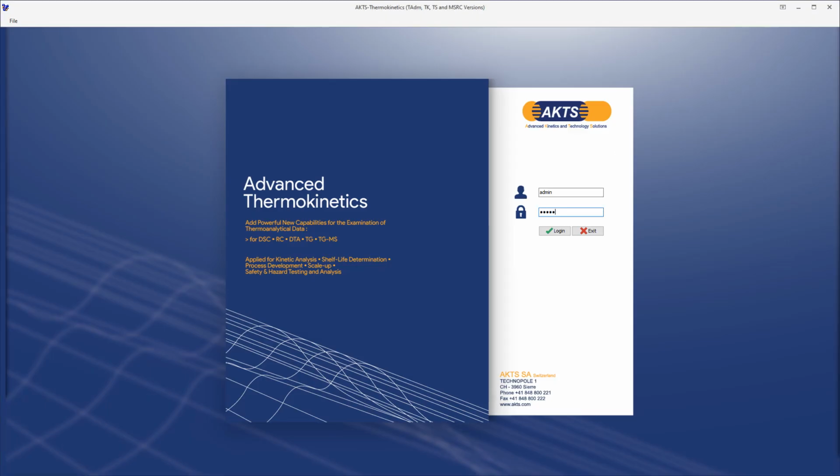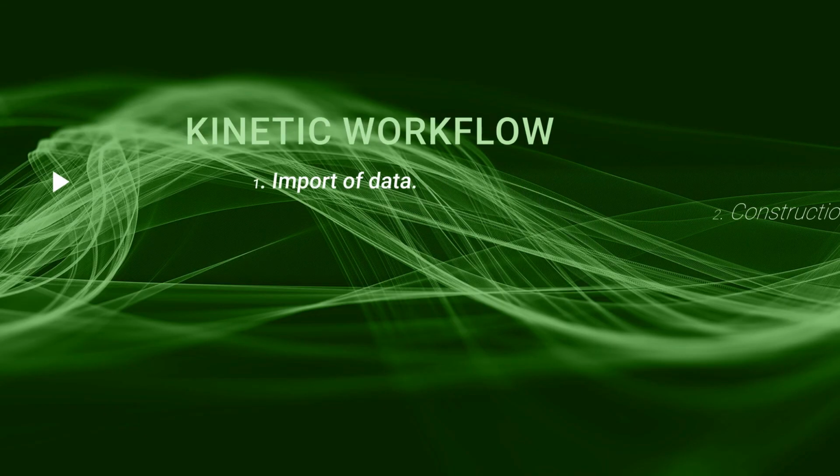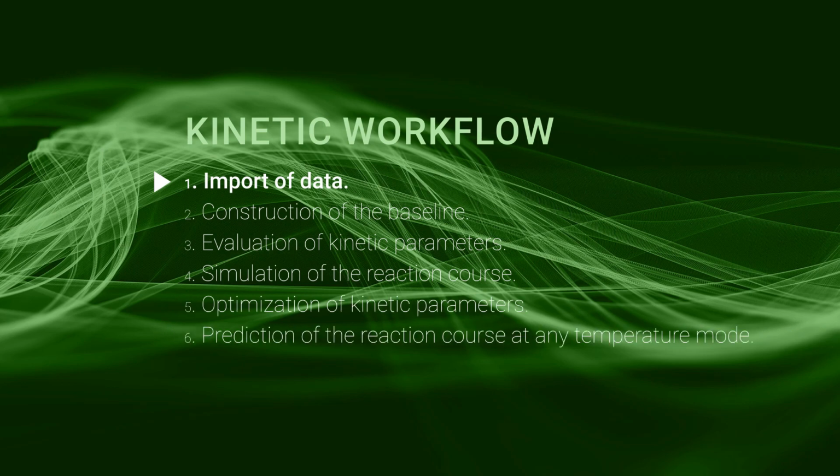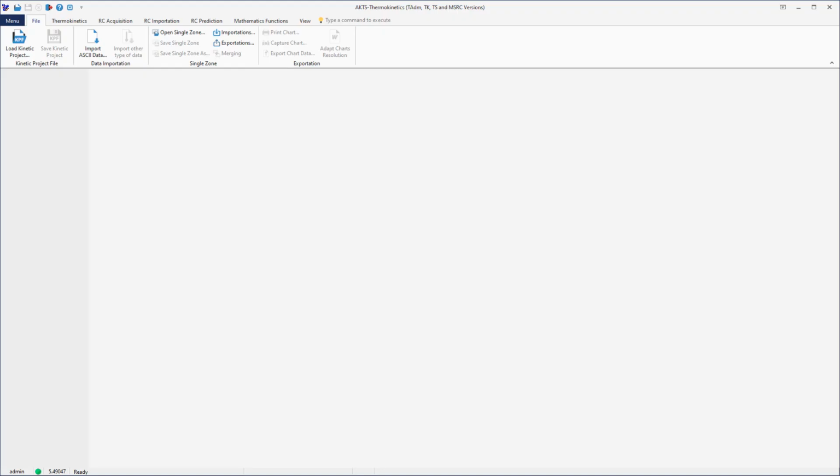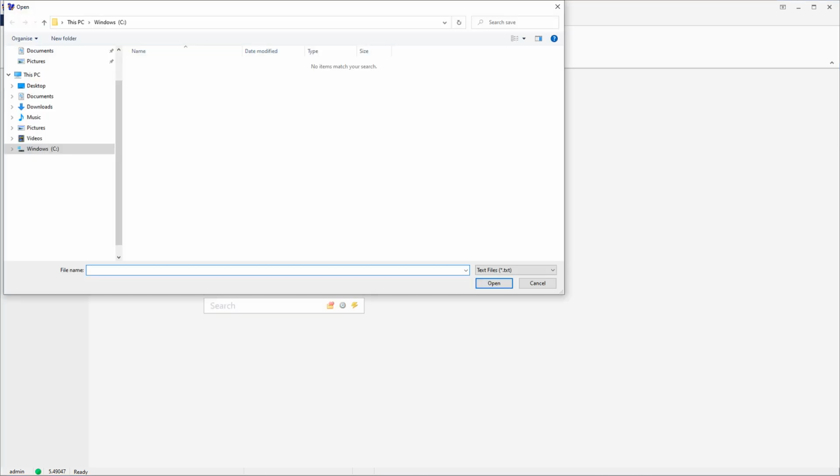Enter your password, by default admin, to start the AKTS-THERMOKINETICS software. Import of data. The first stage of the kinetic workflow is the import of data. The computation should be carried out with experimental data obtained at different heating rates.